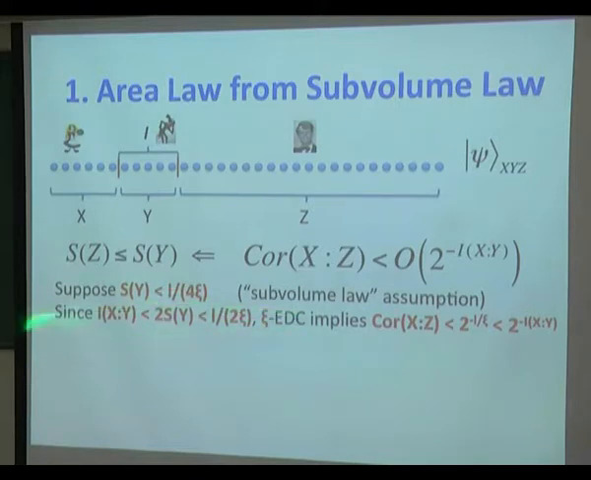On one hand, we have this. On the other hand, we can also get a bound on the correlations between X and Z from exponential decay of correlations. So the correlations between X and Z must be smaller than 2 to the minus L, the separation, over the correlation length, because the state has exponential decay of correlations. This is the kind of states that we care about.